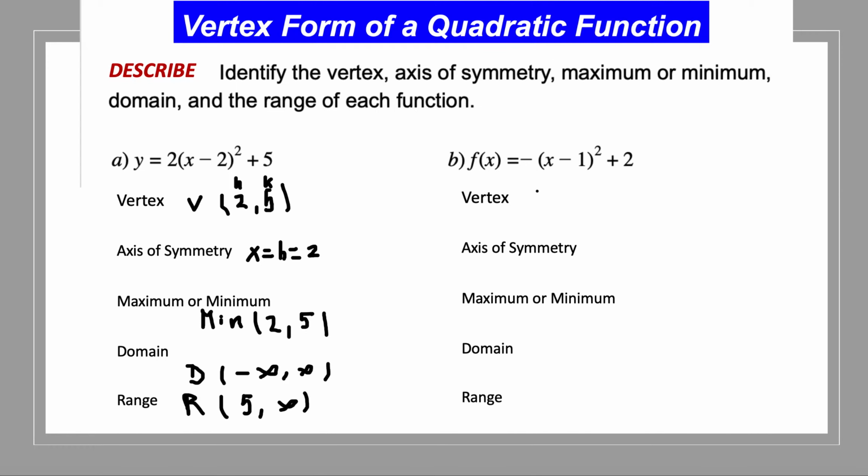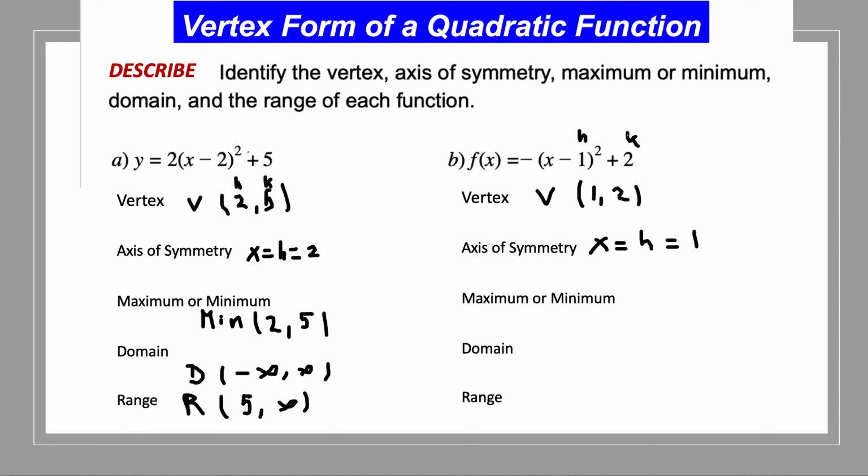For B, what is the vertex? This is h, this is k. So h and k are 1 and 2. So (1, 2) is the vertex. Axis of symmetry: x is always equal to h, and in this case h is equal to 1. So this is the axis of symmetry.